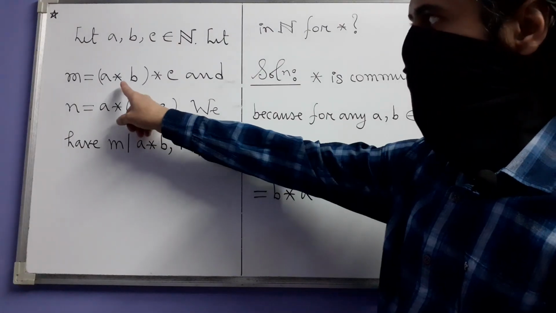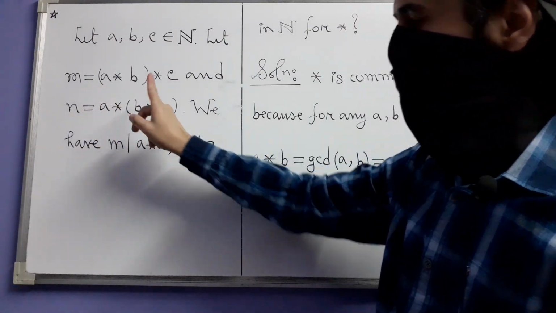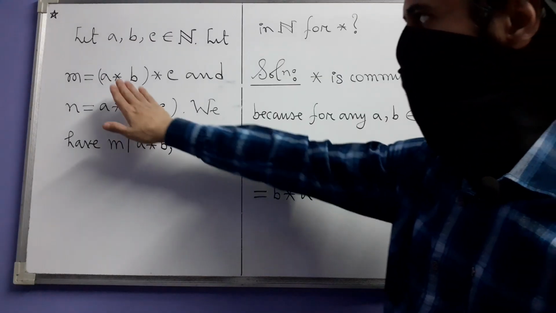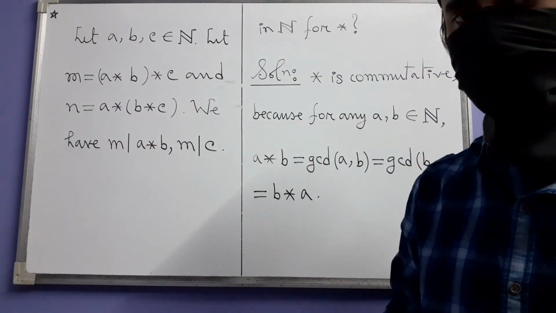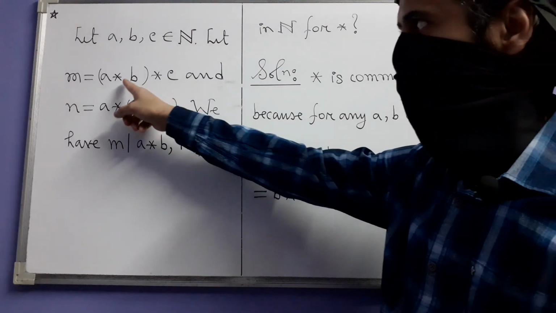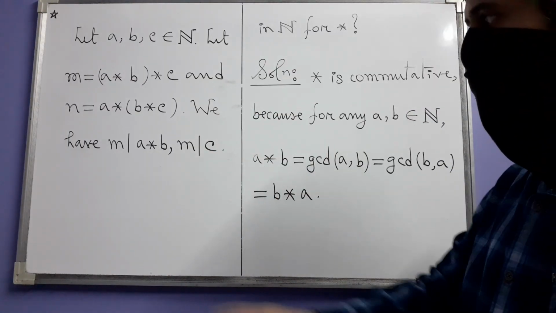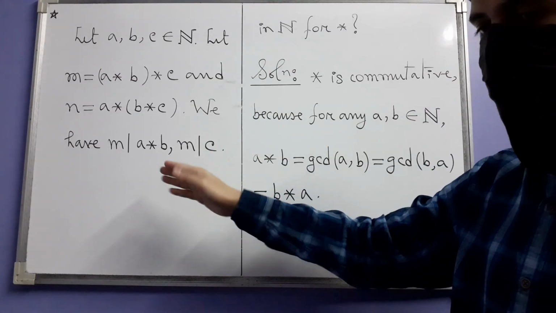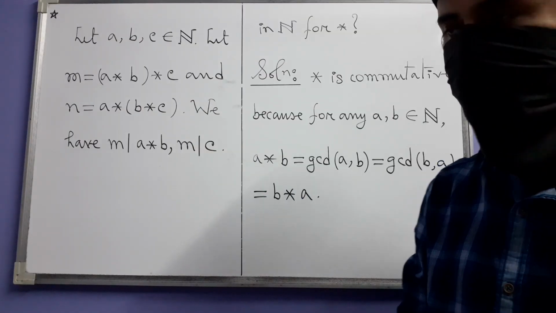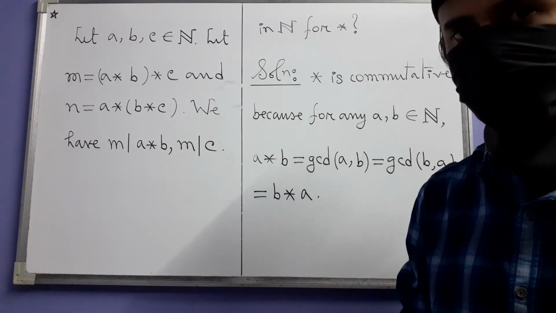Let's first look at this equation. m is equal to this, which means what? m is the GCD, the greatest common divisor of a star b and c. Divisor after all, that means it has to divide both a star b as well as c. Oh, and one more thing, here I am using that notation, this vertical bar, to mean divisibility that we have already seen in the solution to another problem.